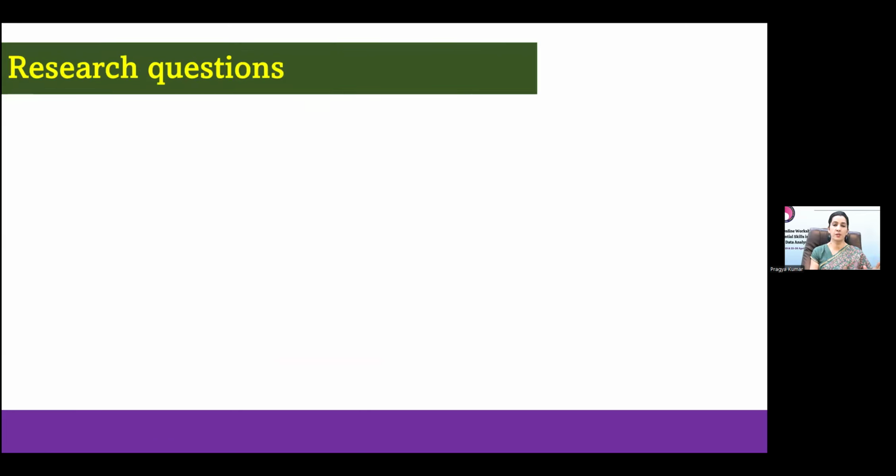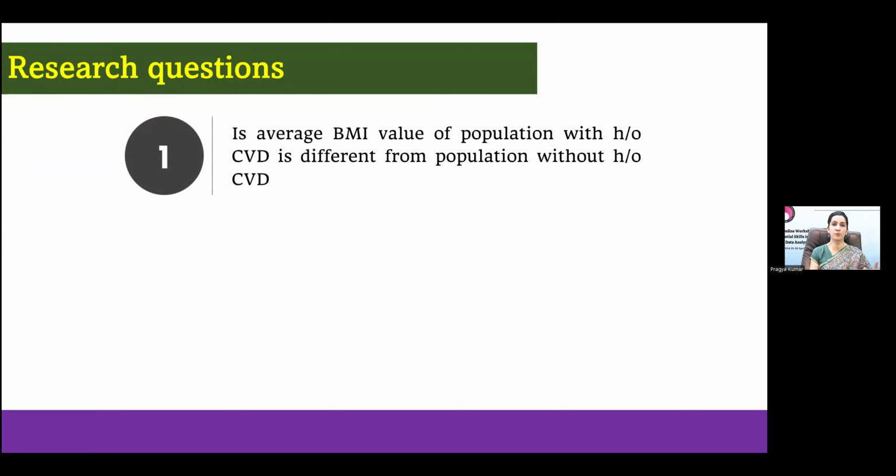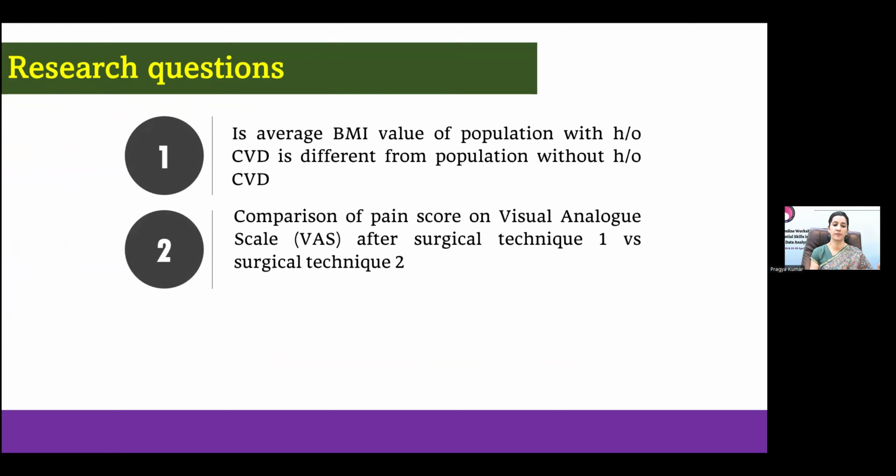Now, what are the research questions for which we can use this test? The first research question could be: is the average BMI value of a population with a history of cardiovascular disease different from a population without a history of cardiovascular disease? Is the pain score, which I have measured on a visual analog scale, in surgical technique 1 and surgical technique 2, is there any difference in the mean pain score? Then I will use the independent sample t-test.